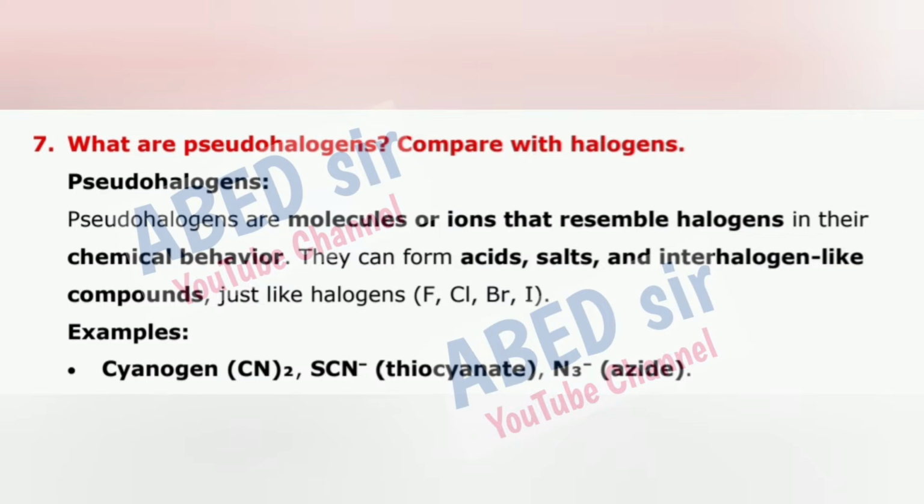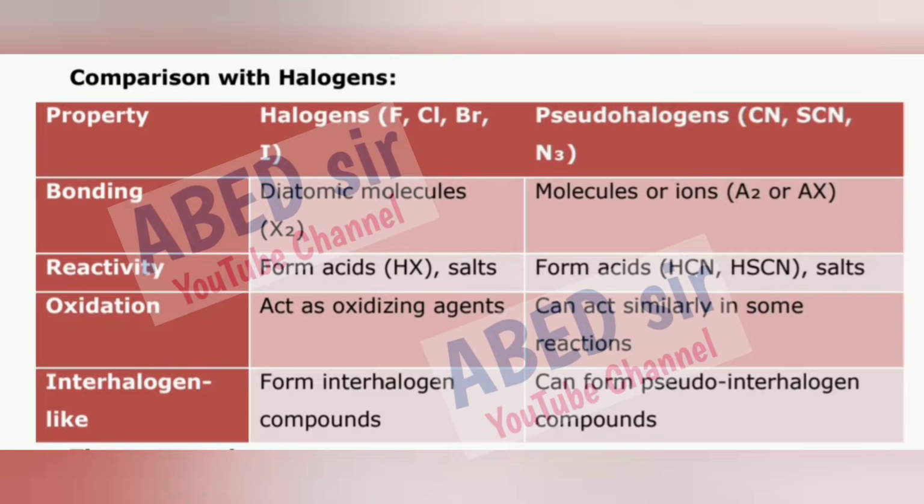What are pseudohalogens? Compare with halogens. Pseudohalogens are molecules or ions that resemble halogens in their chemical behavior. They can form acids, salts, and interhalogen-like compounds, just like halogens F, Cl, Br, I. Examples: cyanogen (CN)2, SCN thiocyanate, N3 azide.